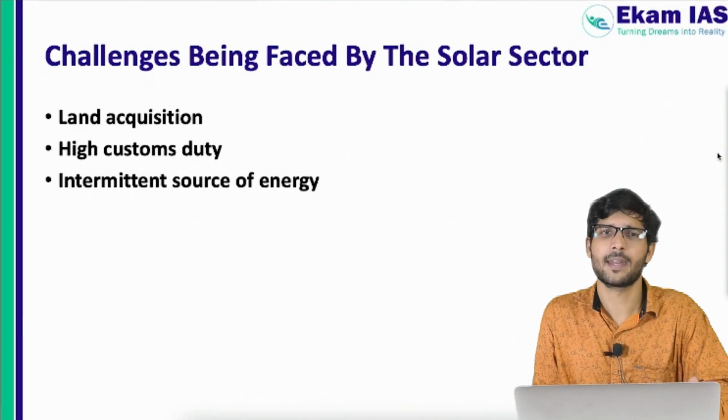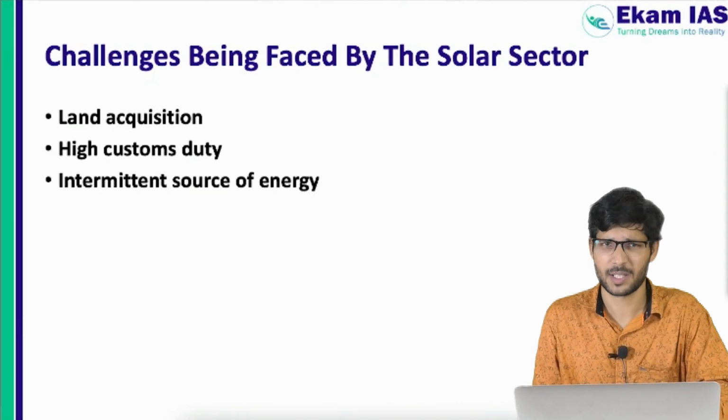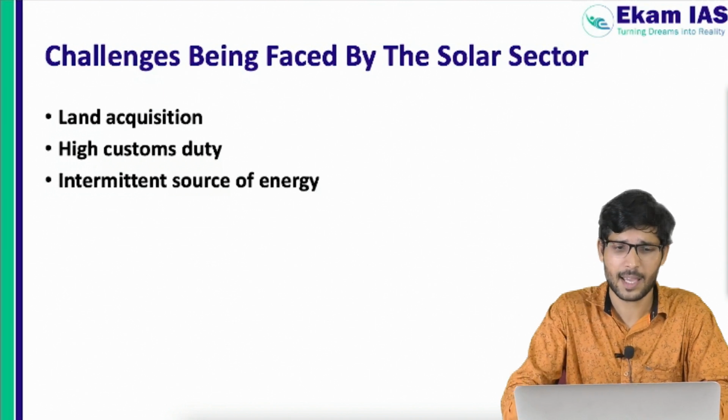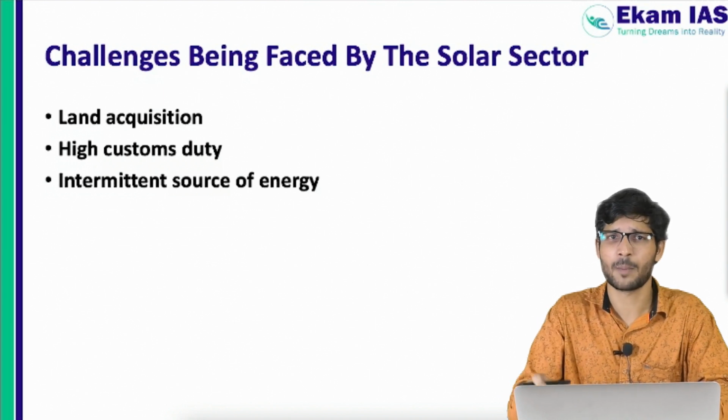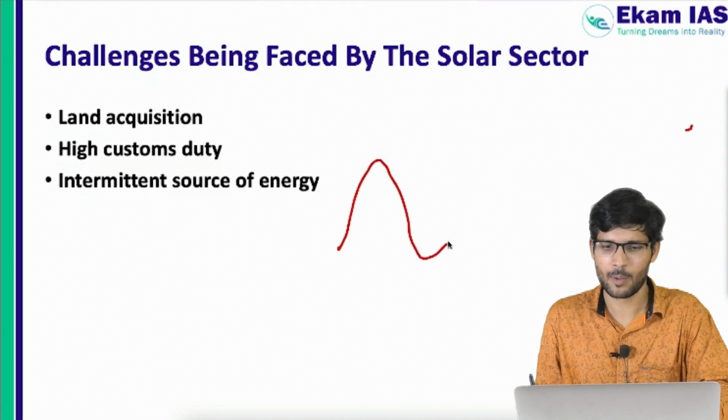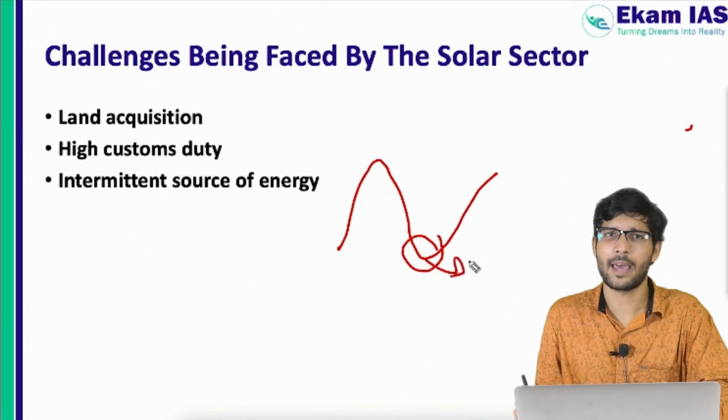And third is intermittent source of energy. This is another point, because you can't use solar energy all the time, 24/7, because only 12 hours you will get solar energy. So there will be many times in the year when you can't rely on solar energy. So basically solar energy is an intermittent source. That means it is not a permanent source. It will be like this. This means there will be peaks, and there will be times when the solar energy won't be available.